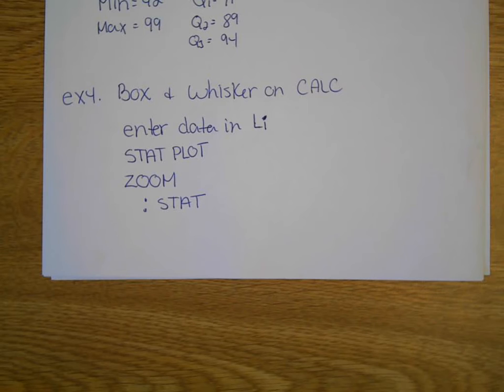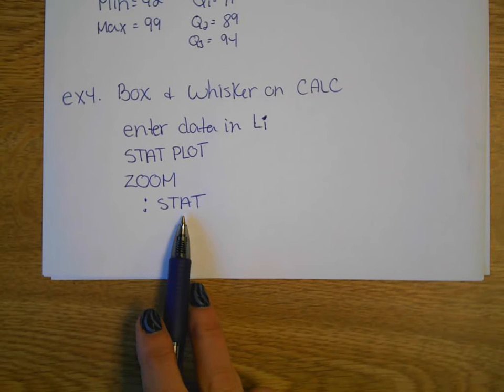It says you don't have the same. Oh, you didn't put the data in. You don't have the data in the list. What do you hit after that? Zoom stat. Go down. It's like number 9. Okay, and then hit enter.